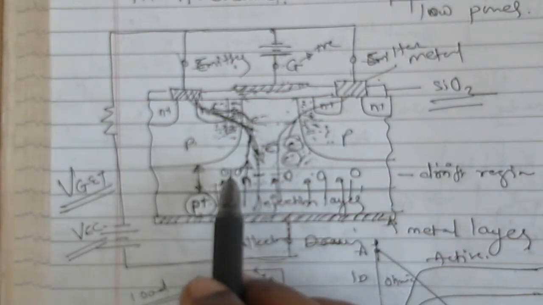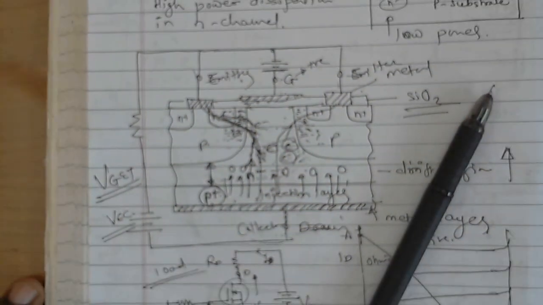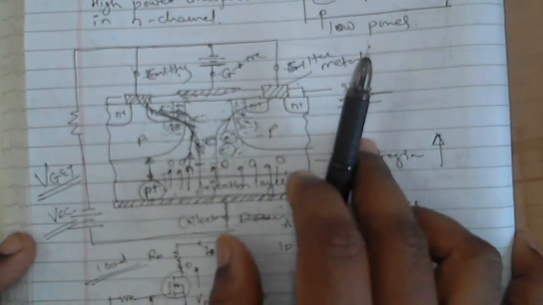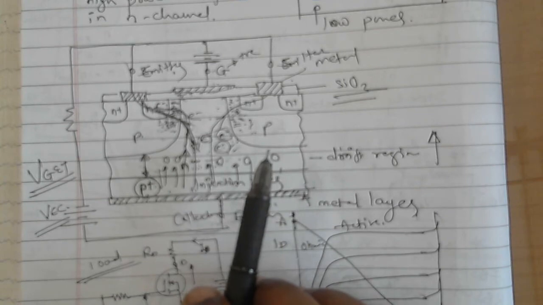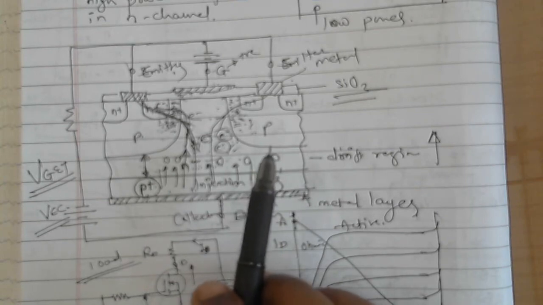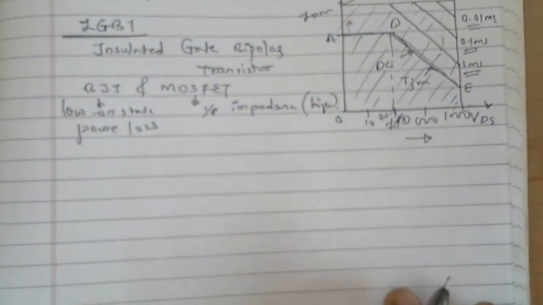Okay, so this is how an IGBT works. If you see carefully, its working is different from that of a MOSFET. Construction wise, it is almost similar to that of a MOSFET.